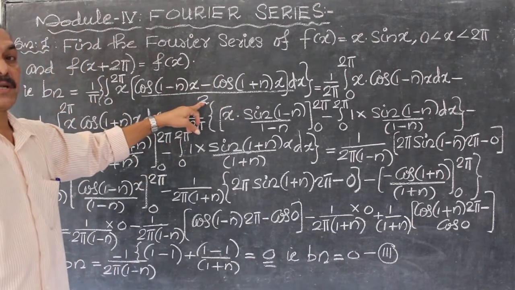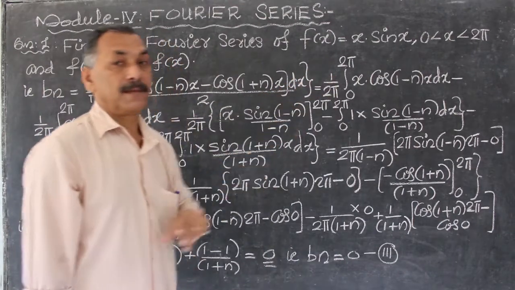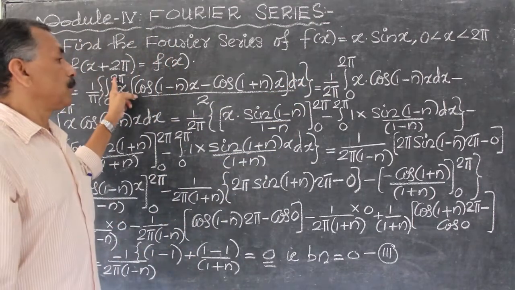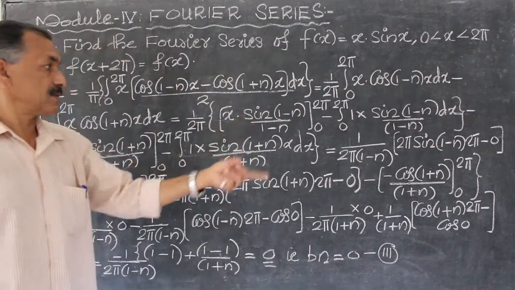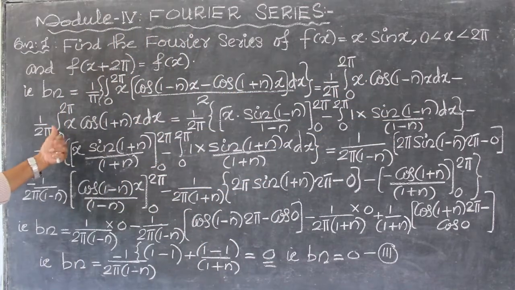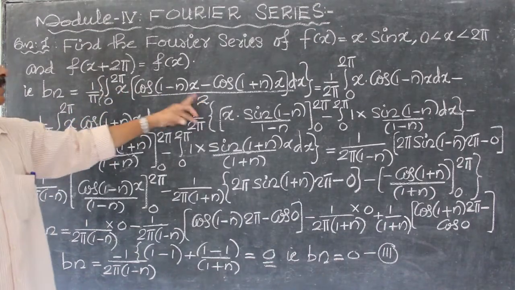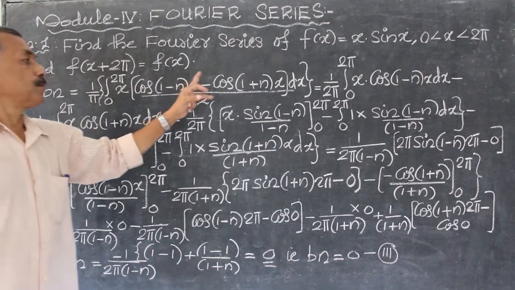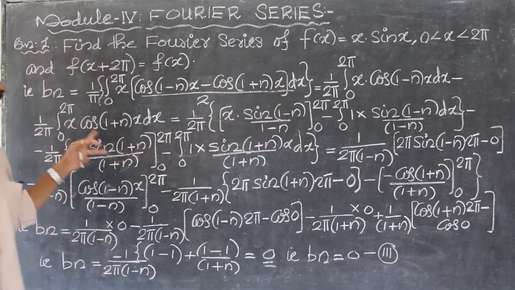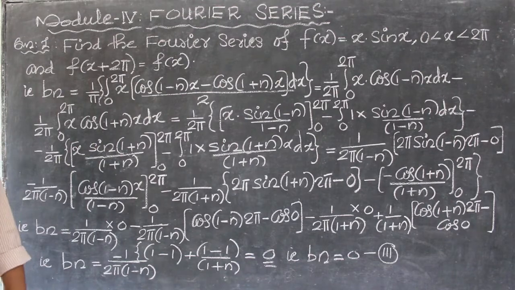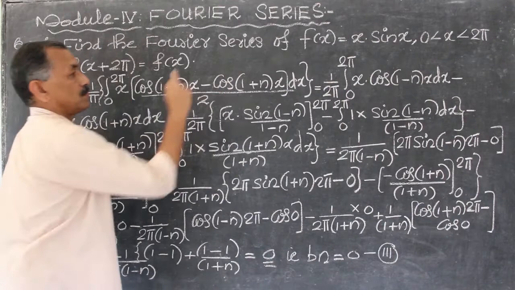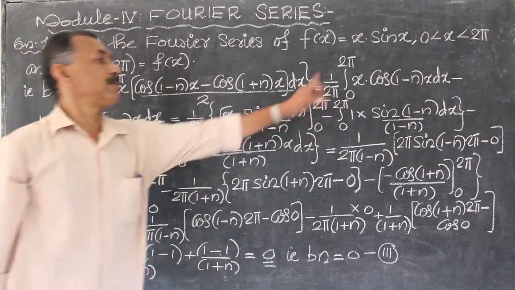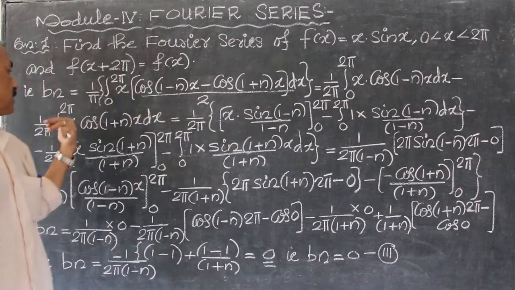Take the 2 outside. That is equal to 1 by 2 pi integral 0 to 2 pi x into cos (1 minus n)x dx minus, the second one, 1 by 2 pi integral 0 to 2 pi x into cos (1 plus n) into x dx. That is x into this integral minus the integral of the derivative of x into the integral of this one: x into cos (1 minus n), and similarly minus x into cos (1 plus n).